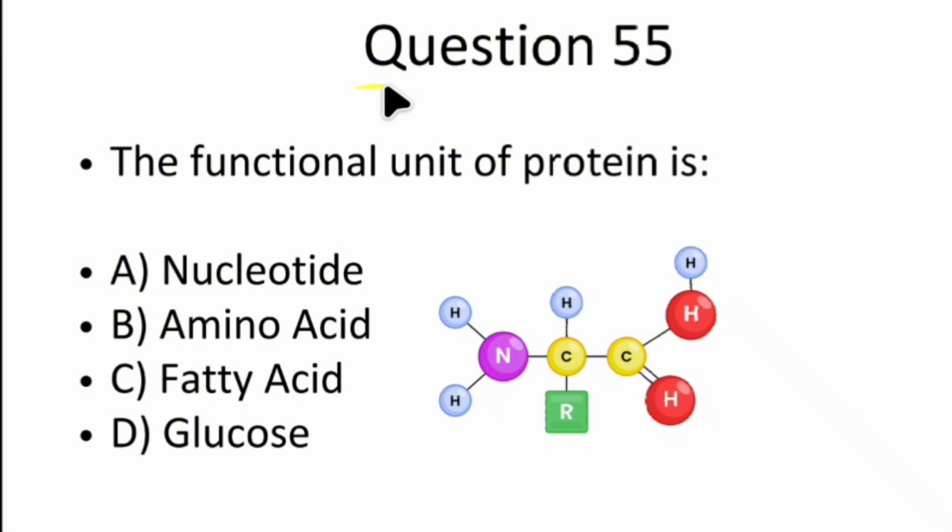Question number 55. The functional unit of protein is. The correct option is B. Amino acid is the functional unit of protein.